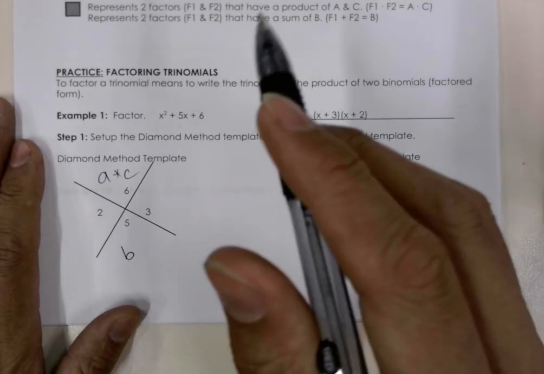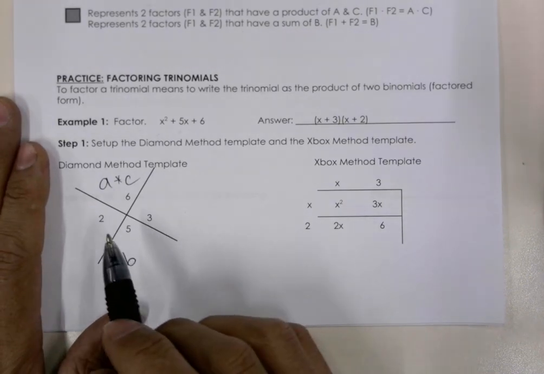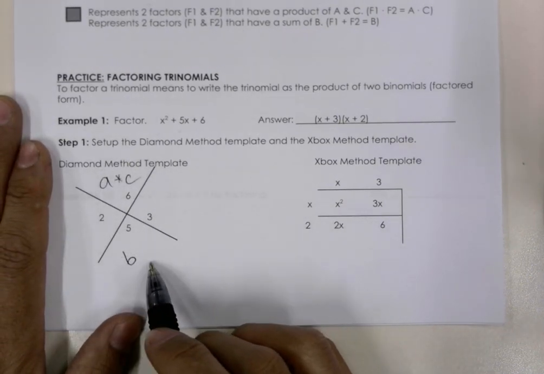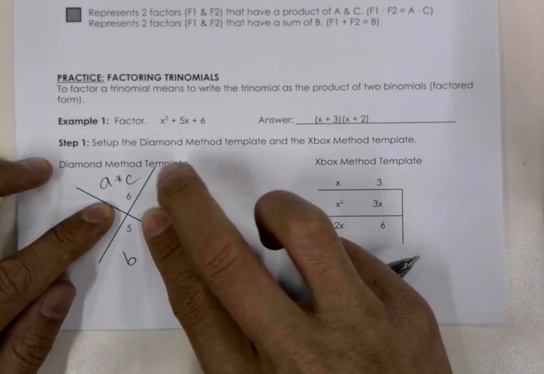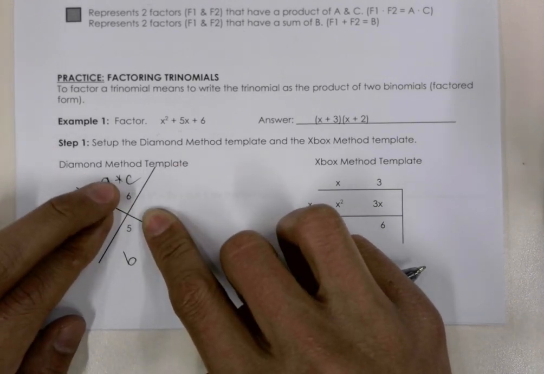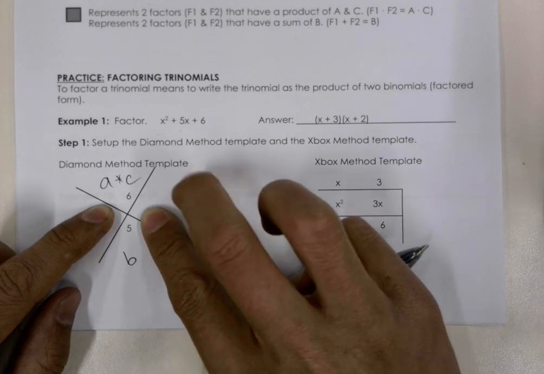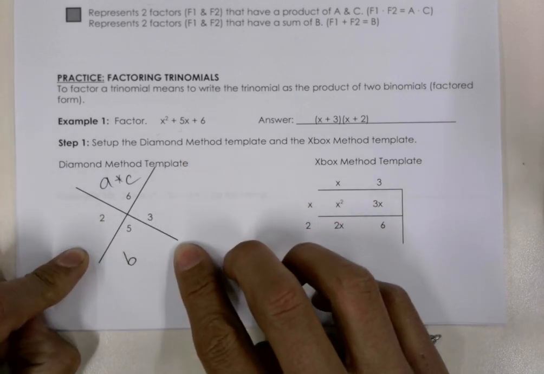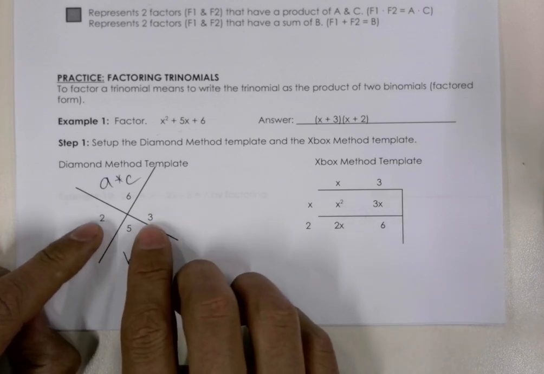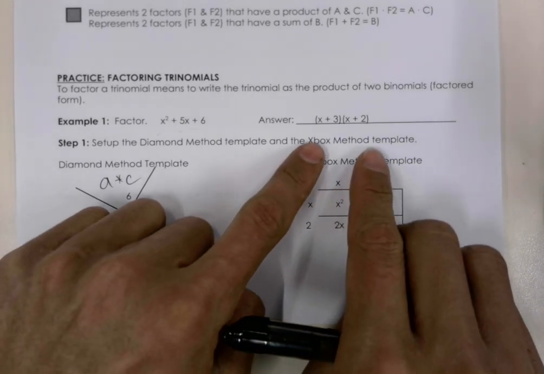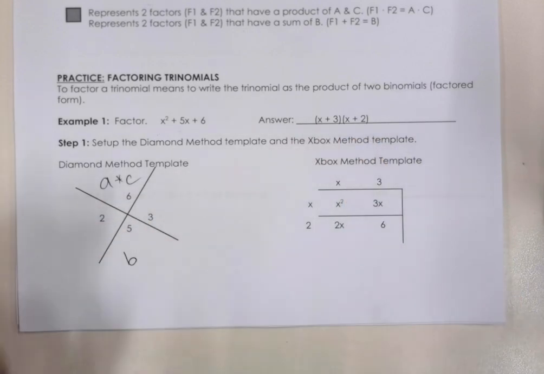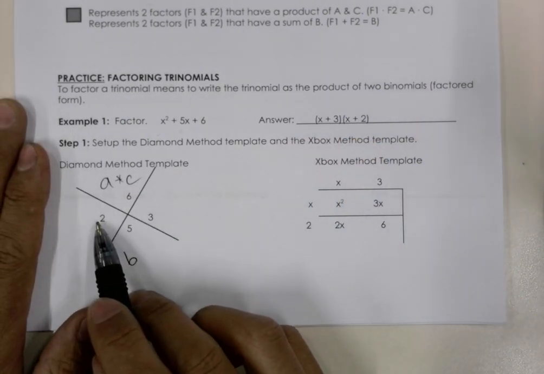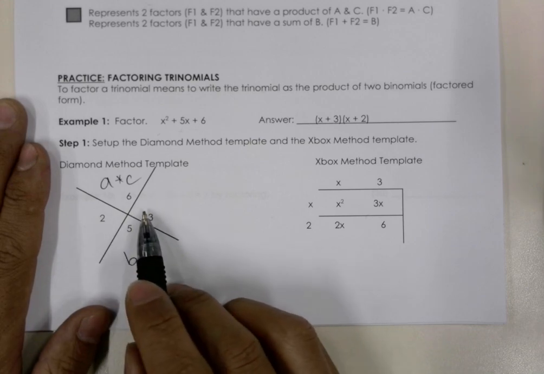All right. So remember, the diamond method: we put a times c up here. We put b down here. And we need to figure out what are two factors of 6 that multiply to 6 and add to 5. That's going to be our f1 and our f2. Once we have these two values, f1 and f2, we can go ahead and put them right in there. Right? So it's going to be x plus f1 times x plus f2, and we are done.